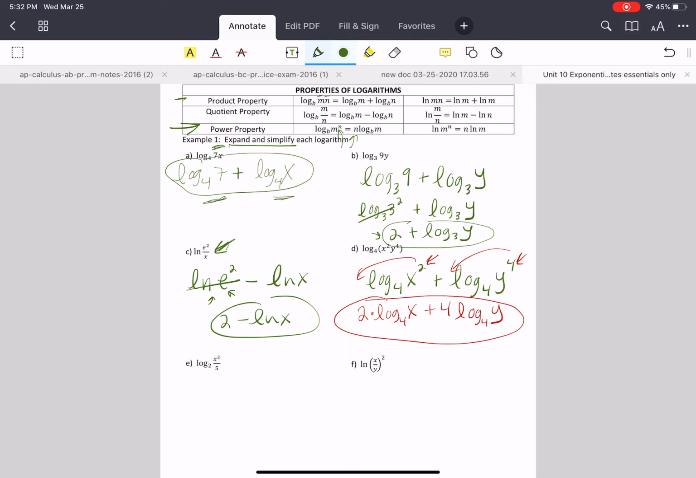Okay, now try parts E and F and check your answers on the notes key on Canvas.